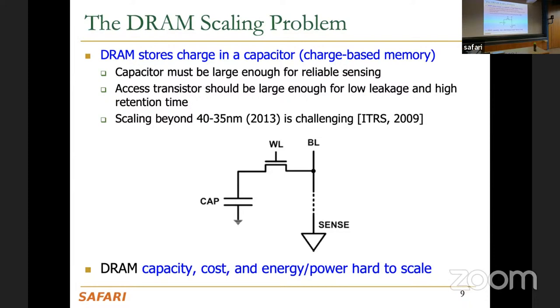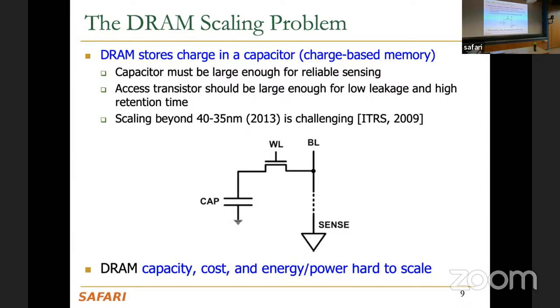But DRAM is a charge-based technology. In later lectures, we'll see resistive technologies like emerging memory technologies and flash memory technology also. Flash is charge-based, but it operates differently. But basically, in DRAM, in order to store data, you need to capture some charge in this capacitor. So if you have charge, it's a one. If you don't have charge, it's a zero. You could do the encoding that way, for example.